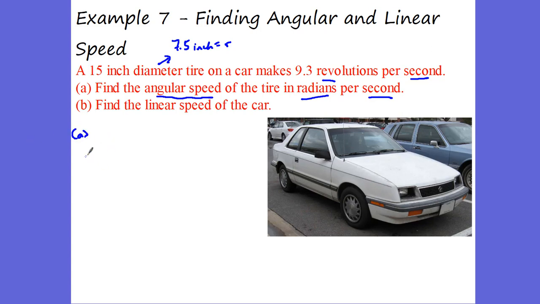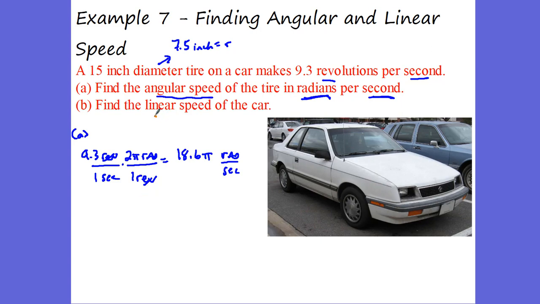So let's start with A. We have 9.3 revolutions per 1 second. Well, think about it. If the tire makes one full revolution around, that's 2 pi radians, doesn't it? Which means what I am left with is 18.6 pi, and look at my units. The revolutions canceled out. I'm left with radians per second. Radians per second is exactly the units I wanted.